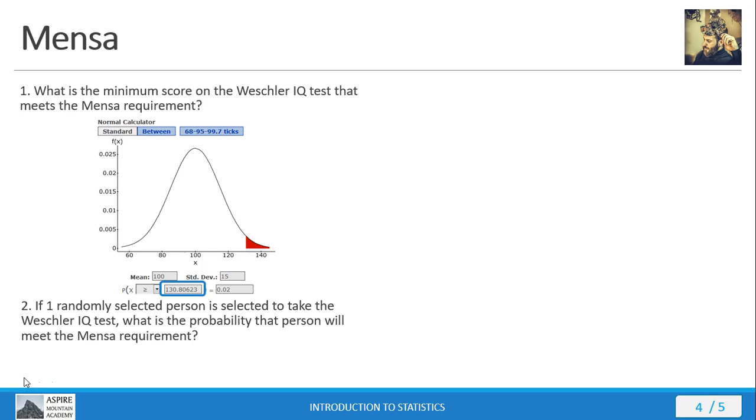Second question asked, if 1 randomly selected person is selected to take the IQ test, what's the probability that person will meet the Mensa requirement? Well, that's just going to go back to 2%, right? Because the requirement is to score within the top 2%. So if you put this value back into StatCrunch, out's going to come 2%. So that's just what it is. So you just come back, you're in the top 2%. That means there's a 2% chance that you're going to be in that part of the distribution.